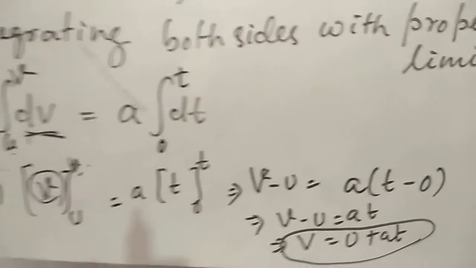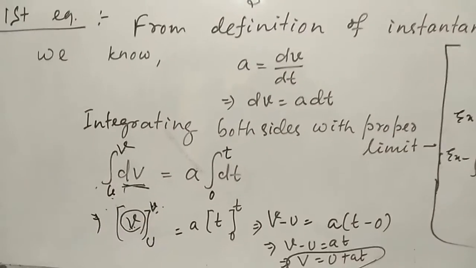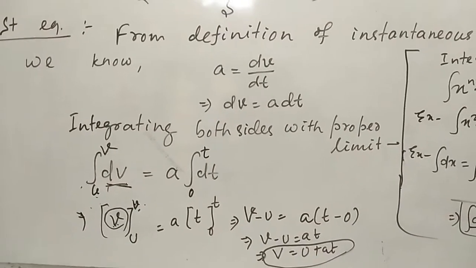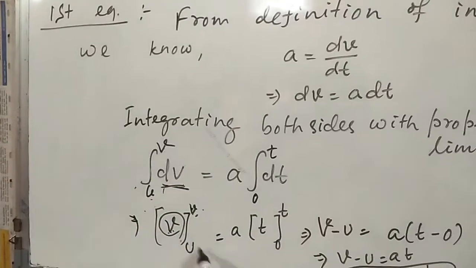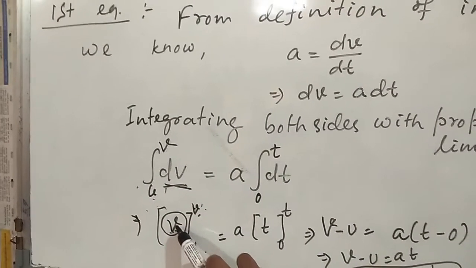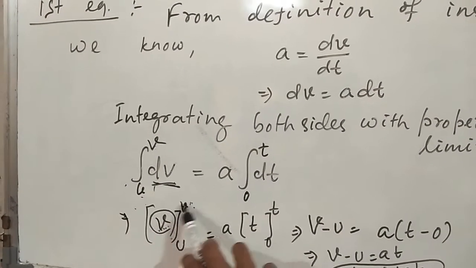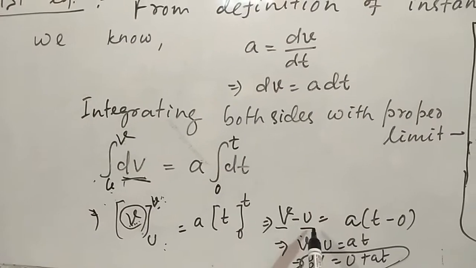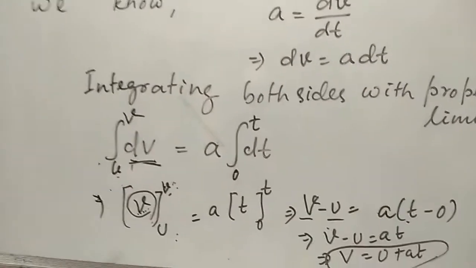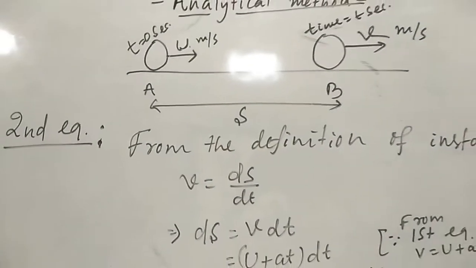So this is analytically deriving the first equation of motion. Simply, the integration part is only the integration of dv, which is v, from u to v. So for v, first you have to put upper limit minus lower limit. So here it is done: v minus u equal to a, similarly t minus 0, upper limit minus lower limit. Okay, so now let us move to the second equation.